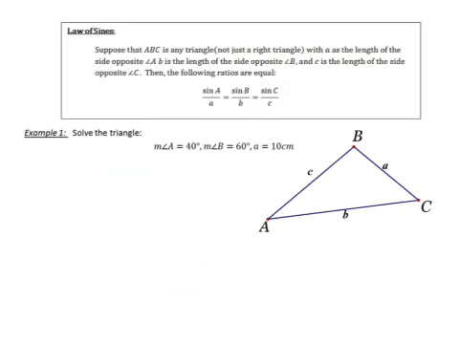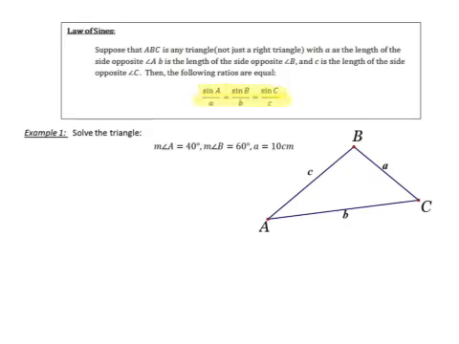So the law of sines says that if we have some triangle, let's call it ABC, and this triangle has angles A, B, and C obviously, and the sides A and little b and little c, these are the side lengths that are opposite of their angles A, B, and C. And if we have that set up, then this is what we end up with.